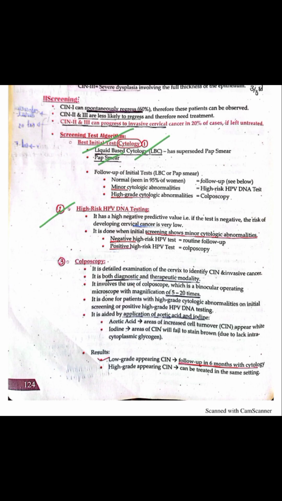Next, we do the high-risk human papilloma virus DNA testing, and this test has a high negative predictive value. This means that if this test is negative, then the risk of developing cervical cancer is very low. This test is done when the initial screening test shows minor cytological abnormalities. If this test is negative, then we do only routine follow-up, and if this test is positive, then we do colposcopy.